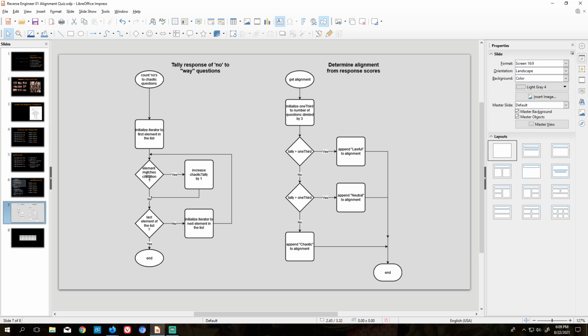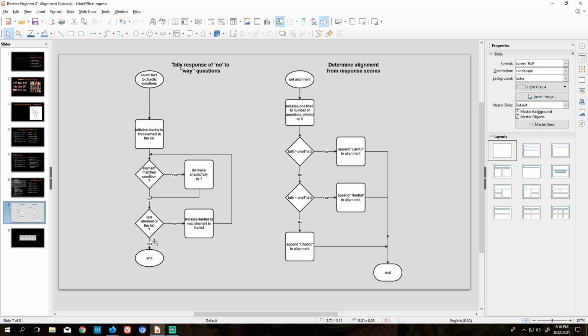If it is not a no, then you just pass through without increasing your number by 1. So you count it if it's a no, otherwise you don't. Then you check to see if you're finished cycling through the list of responses. If you are finished, you're done counting. If you're not finished, you set the iterator to the next element and come back again. Is that response a no? If so, count it. Otherwise, just go to the next one. Once you've cycled through 5 times in what we call a loop, this is a for each loop, you pass through to the end. That means you've finished counting how many no responses there were to the 5 chaotic questions.